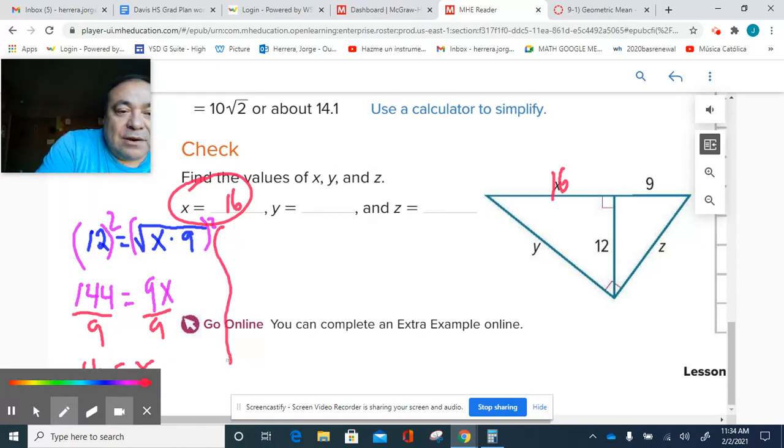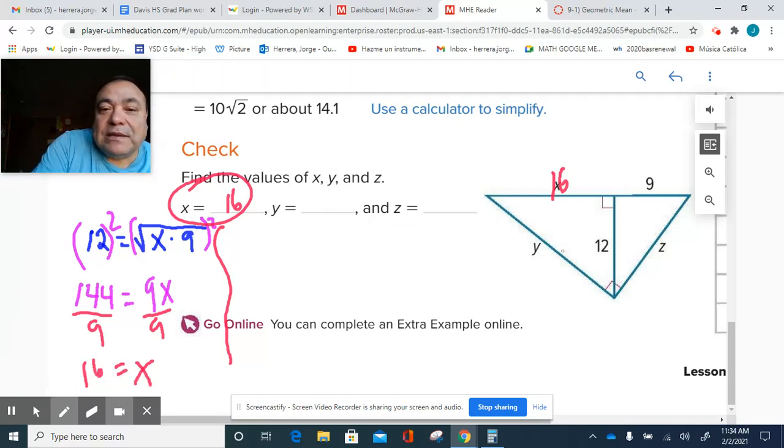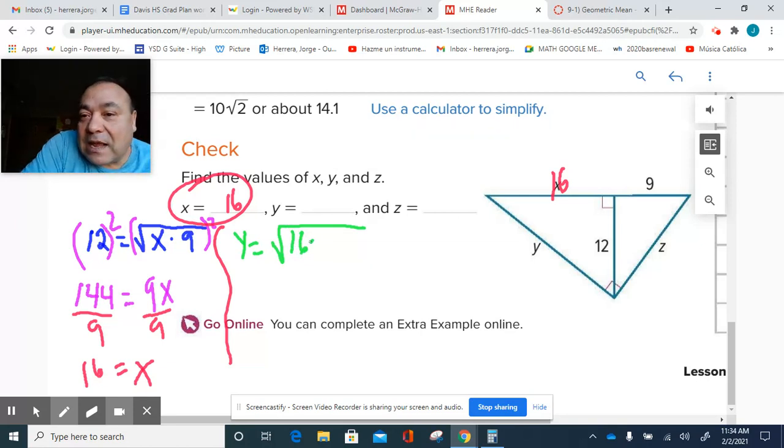Let me change the color. I'm going to go to dark green. And for y, look at this, it's this whole length right there. So what's immediately there? y equals the square root, of course, of 16 times, and then I have to go 16 plus 9, right, guys? So 16 plus 9.